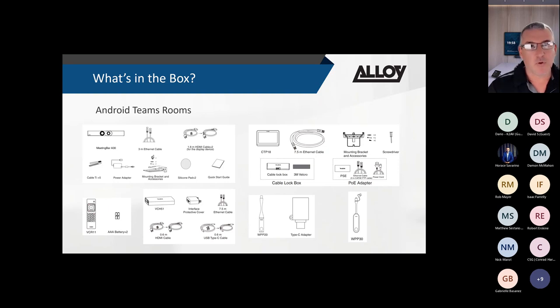Now, one thing to mention as well, which has come up a little bit lately: the original WPP20 was USB-A only. But for probably the last 3 to 6 months, all of the WPP20 devices that are shipping now come with a USB-A to USB-C adapter. As we know, more and more laptops out there on the market are only using USB-C these days. So that's now included free of charge as well.